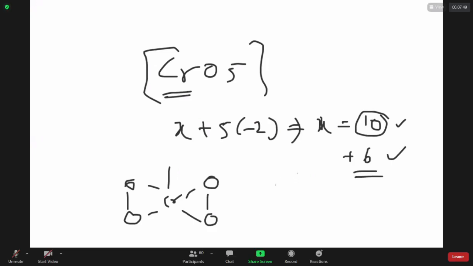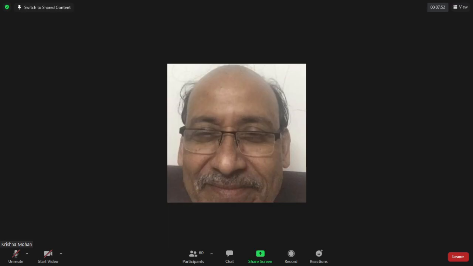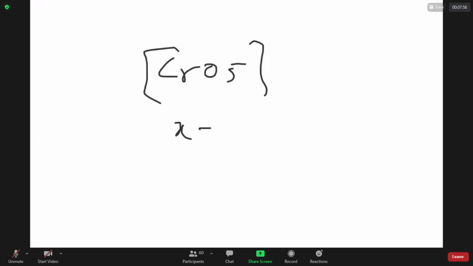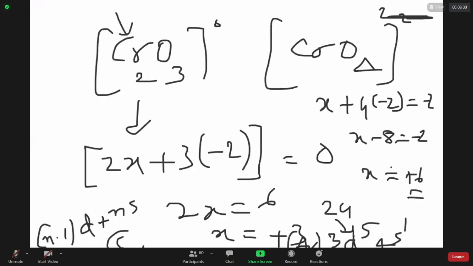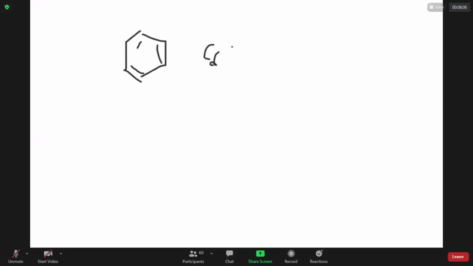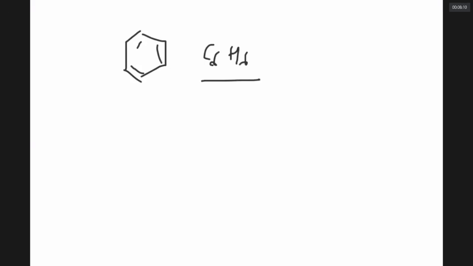So let us examine something a little bit more complicated. Suppose I have something like benzene. Benzene has how many sigma bonds? Let us consider only sigma bonds. C6H6 has only one ring, and if it has only one ring, the total number of atoms is 12. It has 12 sigma bonds.